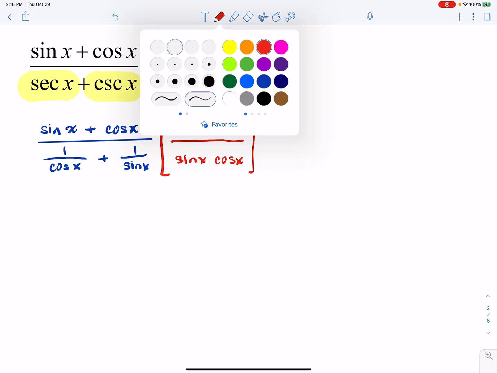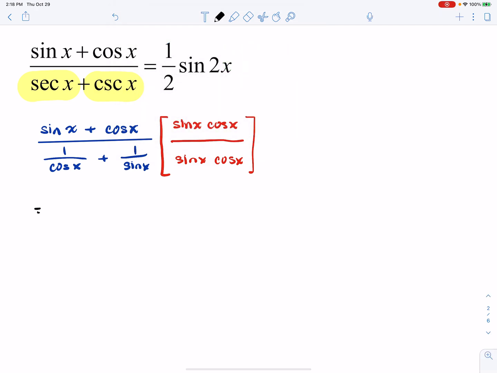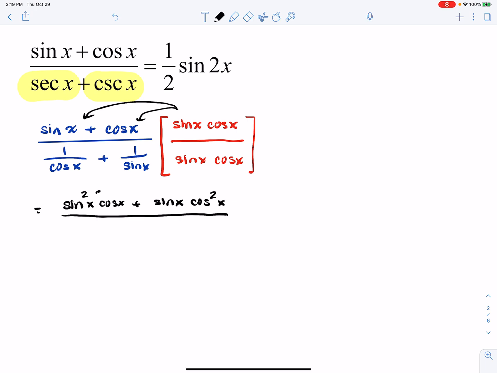So let's see what happens after we're done there. So if this gets distributed to the numerator, actually I'm going to leave it factored for now until I figure out what we're doing here. So we have sine x, actually I will multiply it out. So we have sine squared x cosine x plus sine x cosine squared x. I'm not quite sure where I fall on this yet, but we'll see.